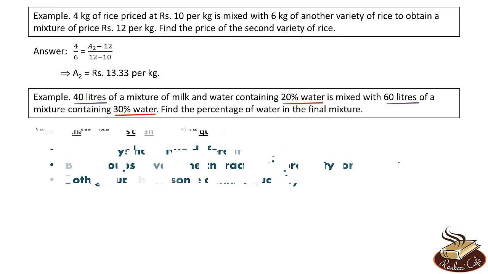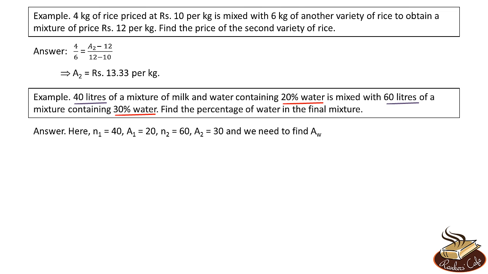Therefore, we have N1 is equal to 40, A1 is 20, N2 is 60, A2 is 30, and we need to find AW. So AW is equal to (40 into 20 plus 60 into 30) divided by (40 plus 60), which is 26%, which is the same as above.